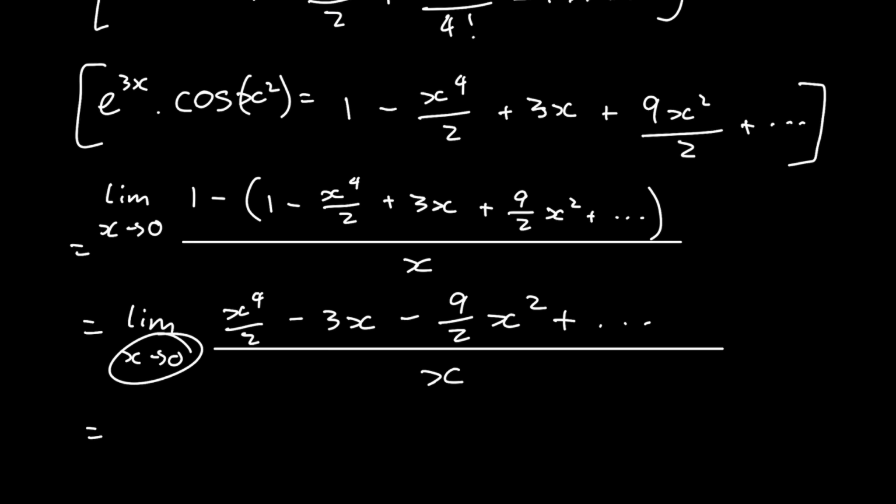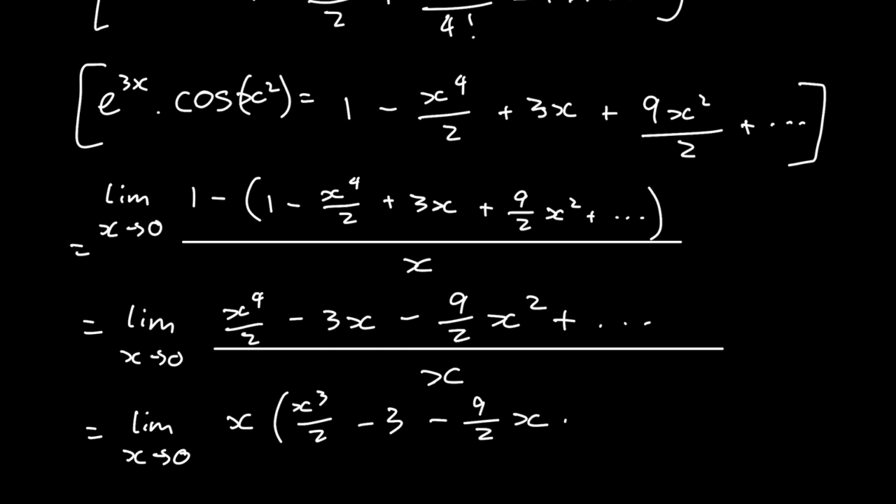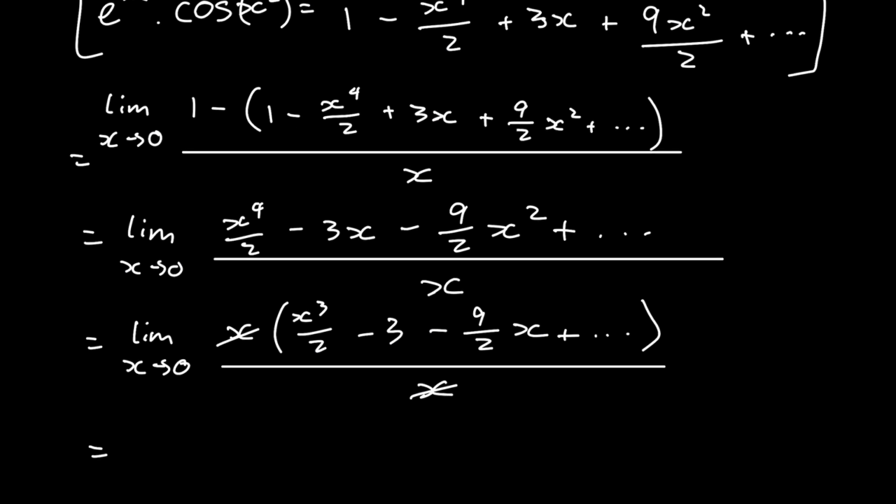So now we can actually take this x out of the numerator as a common factor and then cancel it. So I'll go ahead and do that. So we have the limit as x approaches 0, and I take an x out, so we have x cubed over 2 minus 3 minus 9 over 2x plus dot dot dot, all over x, and those x's cancel. Now we can actually evaluate this limit.